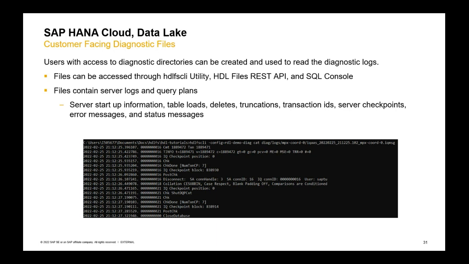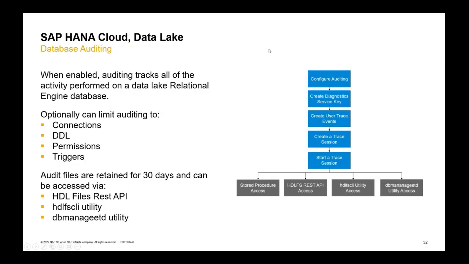The next feature is still related to diagnostic type information, but a different focus, which is database auditing. So this is auditing user activities on the database. The flow for that is coming straight from the documentation. You have to enable the auditing as a trace session. Create a diagnostic service key because these, while stored in an HDL files container, it's a specific one for the audit information. It's not just generically dumped.